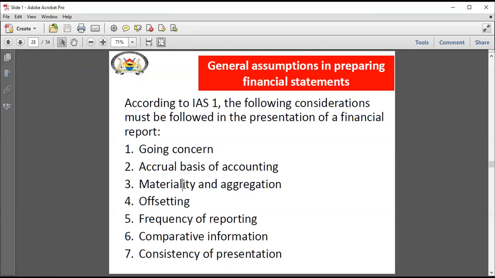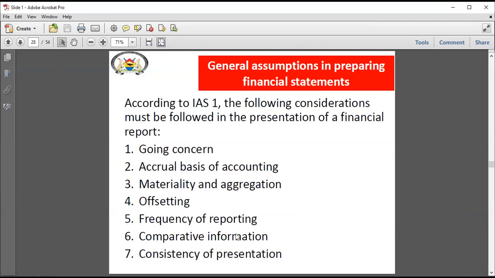It is a bit similar to the aspect of materiality. So as you regard something to be immaterial, think about its aggregation. If different items that are immaterial are aggregated together, what then happens? You get it? Yeah. Then we have the offsetting.